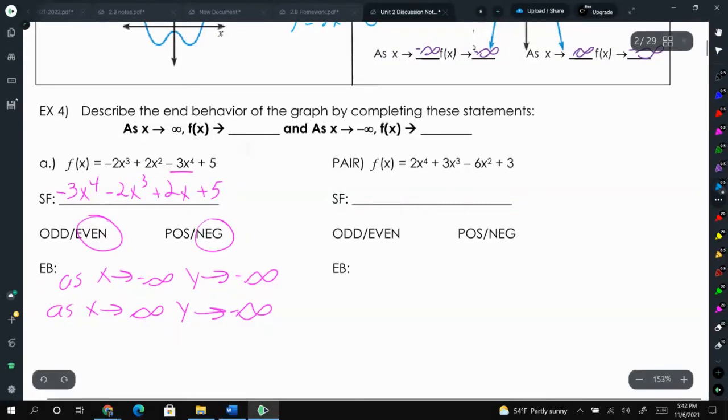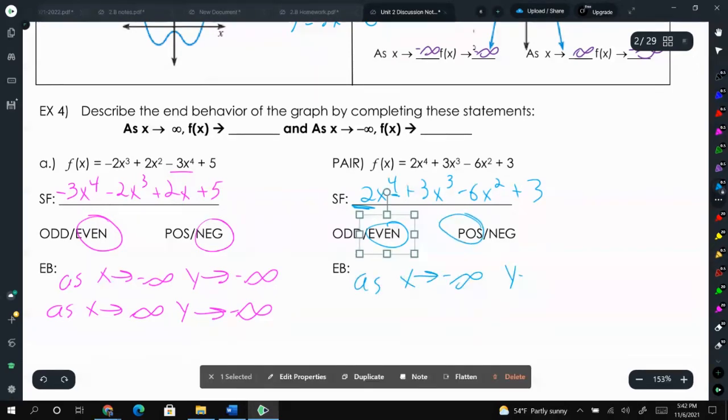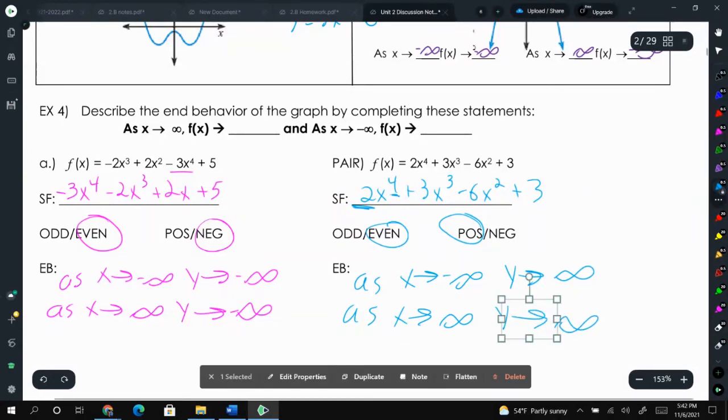And over here on the pair, this one is already written in standard form. And it doesn't matter that we don't have an x to the first power. So 4 is even, and our degree is 4, which is even. Our leading coefficient is 2, which is positive. So that means both ends are going up. And again, this is true for all of them.